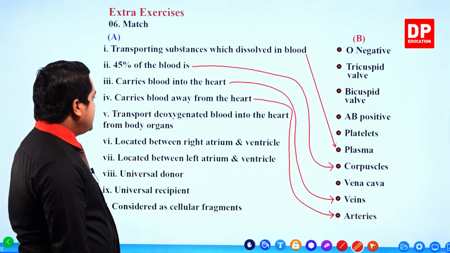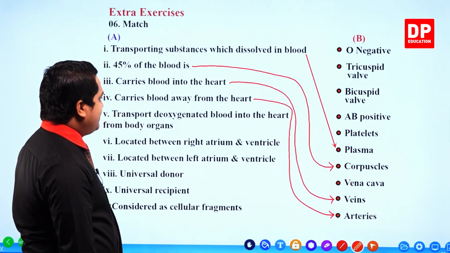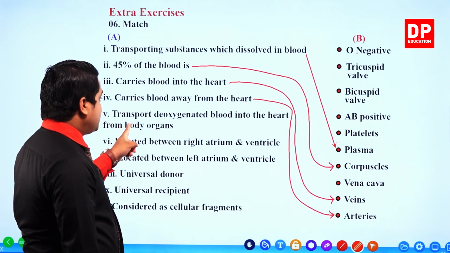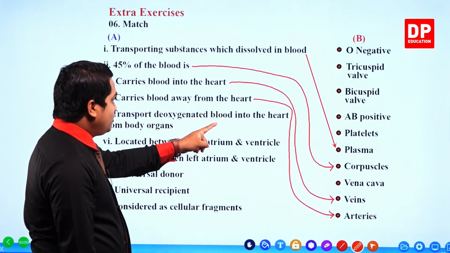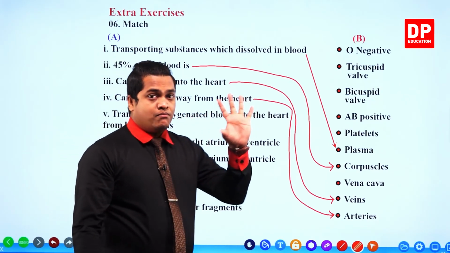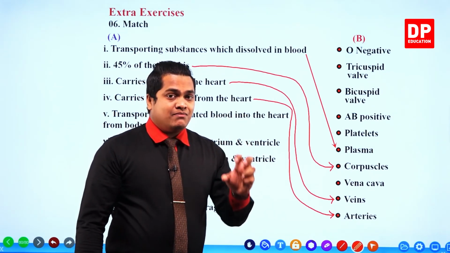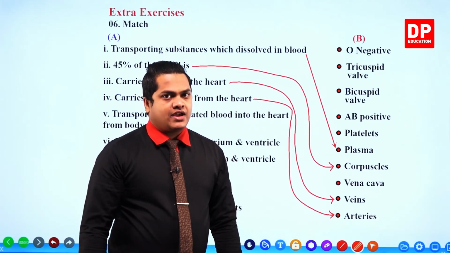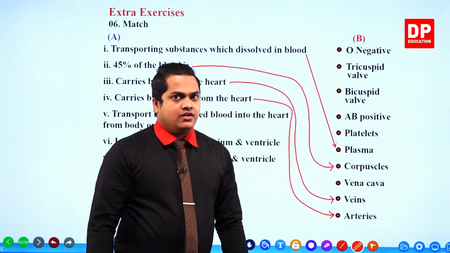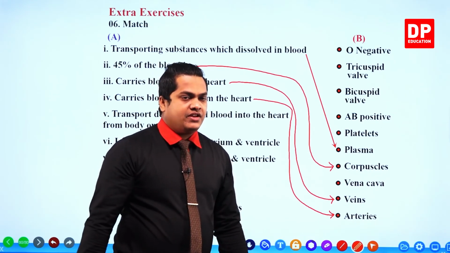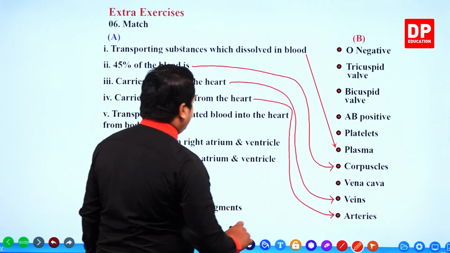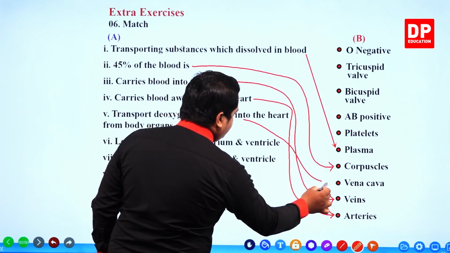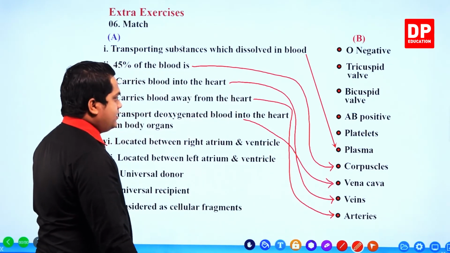Next one, transport deoxygenated blood into the heart from body organs. From body organs, transporting blood directly towards the heart, that process occurs through the vena cava. Superior vena cava and inferior vena cava. So the vena cava, yes, here you can observe it.